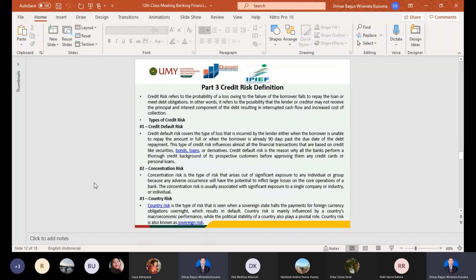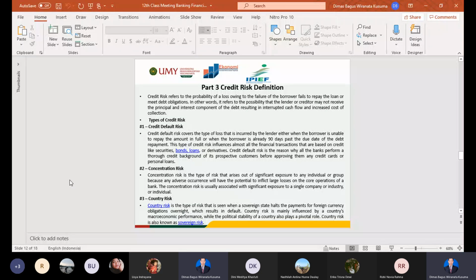And the third one, come up with the credit risk definitions. Before we continue, any other question concerning the second part, please? Not yet, sir. Okay, hopefully you are clear there.